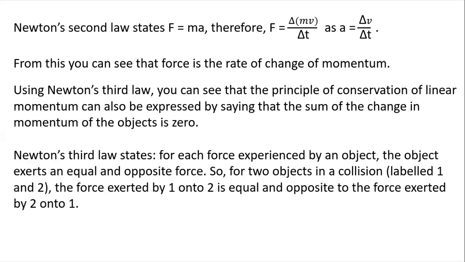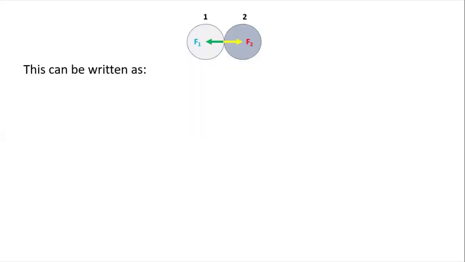So for two objects in a collision, labeled 1 and 2, the force exerted by 1 on 2 is equal and opposite to the force exerted by 2 on 1. Here, these are the objects 1 and 2. This is F1, this is F2. This can be written as F1 is equal to negative F2.